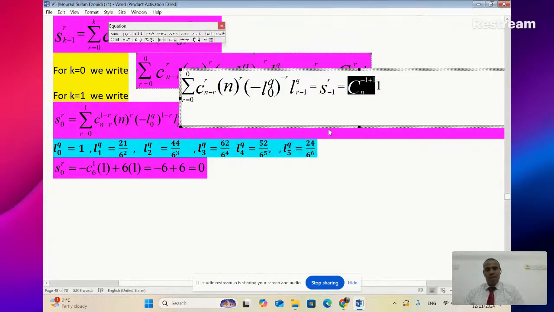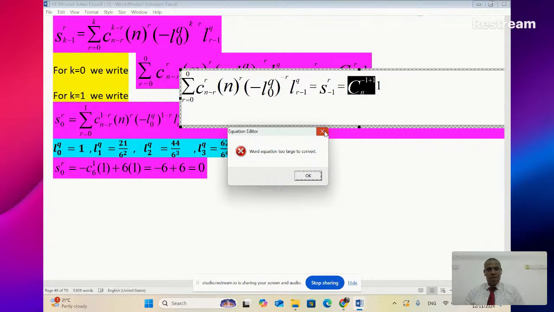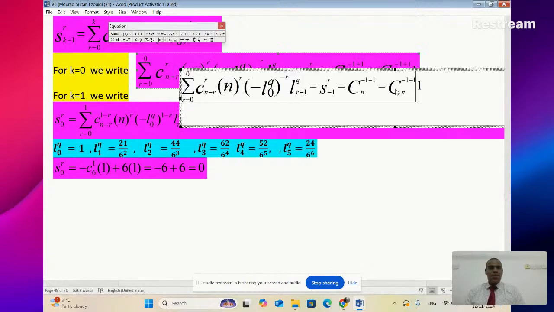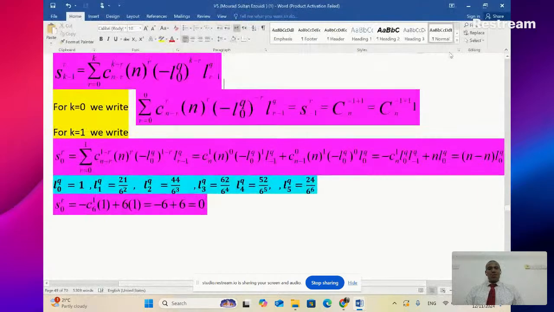Combination n choose 0. I will call this one combination, capital C. So this one is equal combination. 1 minus 1, learners, is going to be very easy for you, is 0. But you can see n denotes the degree of my polynomial, which is 6. So 6 choose 0, learners, is what? Is in fact equal to 1. So by convention, S minus 1 of order r is equal to 1.